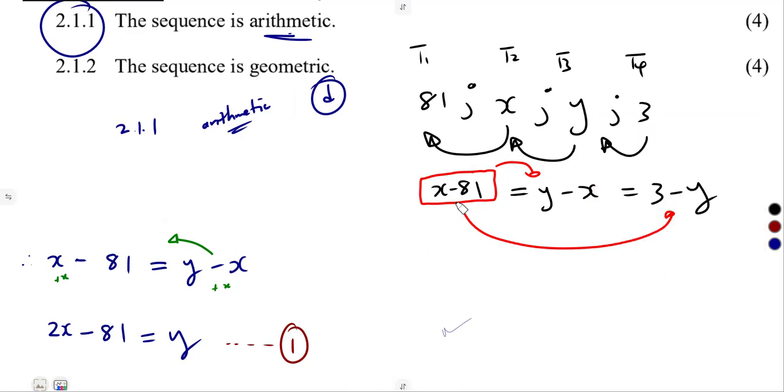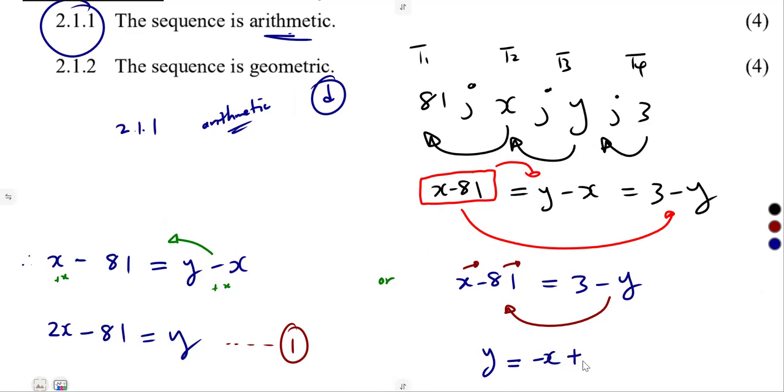We can also say the same x minus 81, the one that we used here, is equal to the last part of our equation, which is 3 minus y. Just like the previous case, we can make y the subject of the formula, because it's going to be easier that way. To make y the subject, take it to the other side, positive y is equal to x to the other side. That was going to be negative x plus 81.